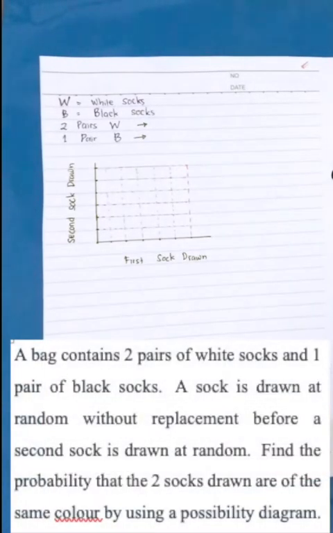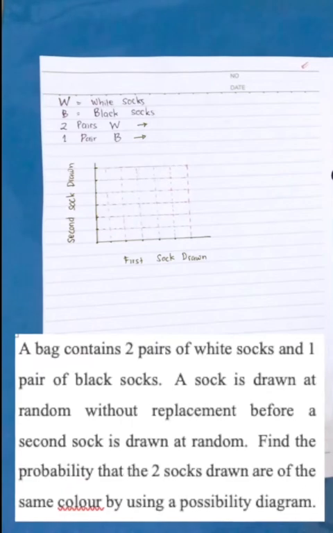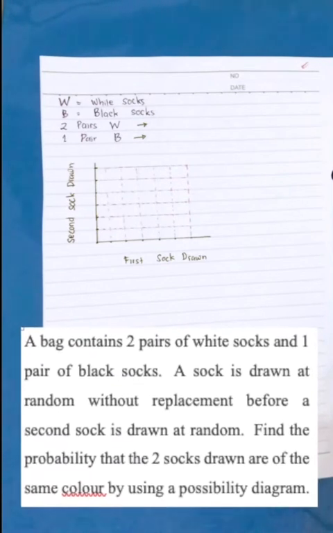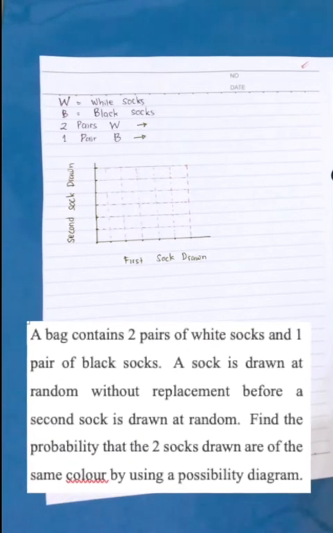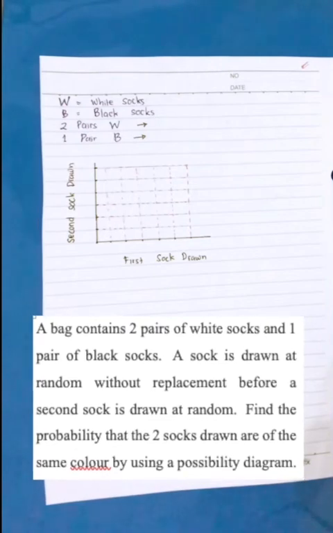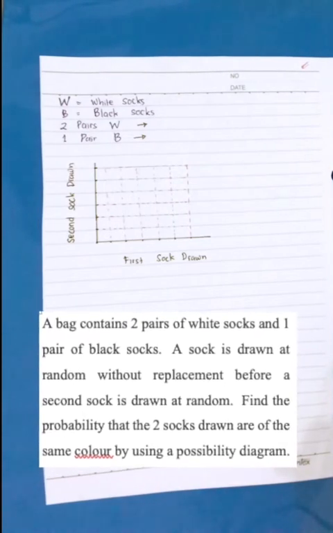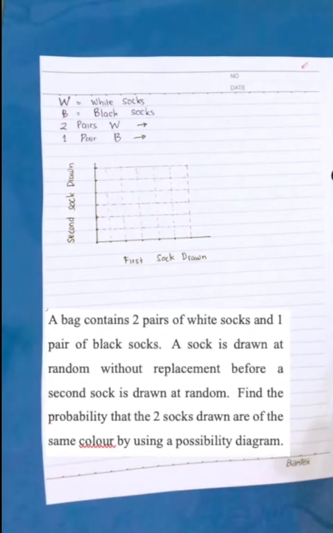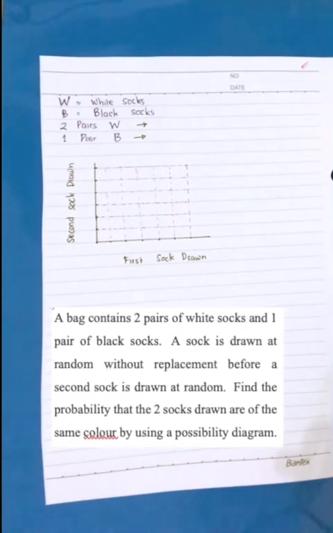Okay, let's see the question. A bag contains 2 pairs of white socks and 1 pair of black socks. A sock is drawn at random without replacement before a second sock is drawn at random. Find the probability that the 2 socks drawn are of the same color by using a possibility diagram. So here we need to use a possibility diagram.